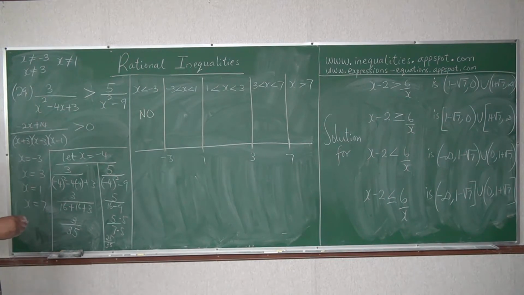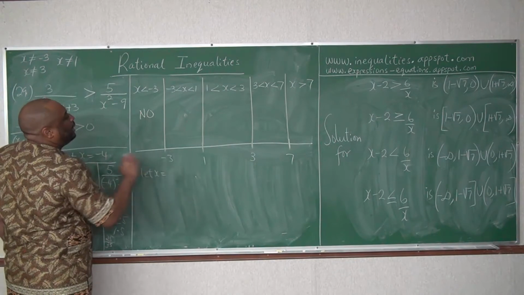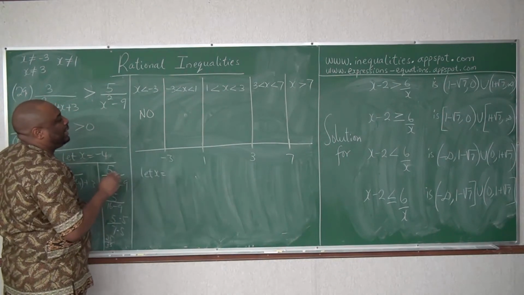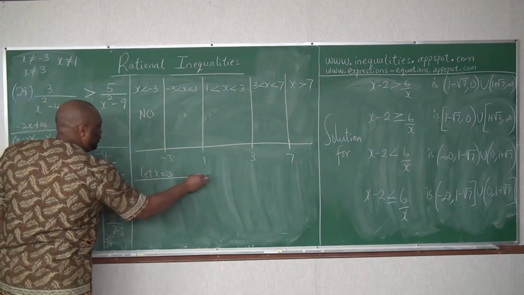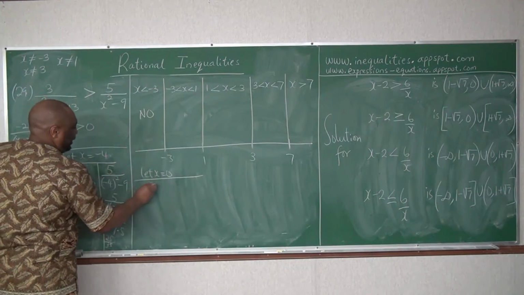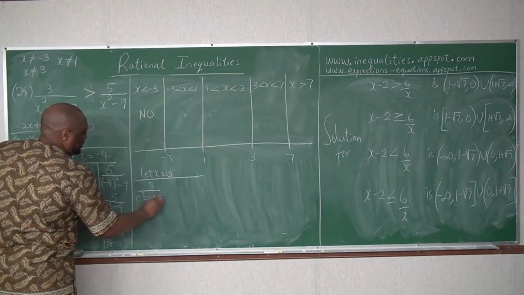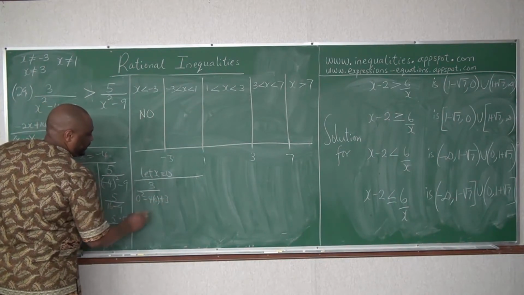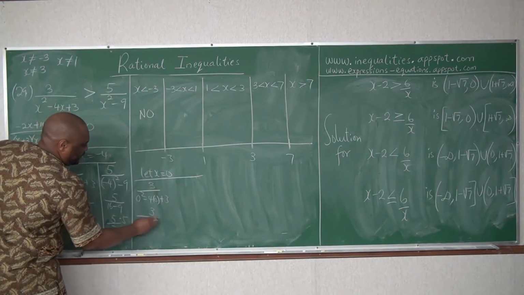Alright, the next one is let x be what? Let x be, what is the easiest one there? 0. 0 is the easiest. Okay, let's do 0. So here this will be 3 over 0 squared minus 4 times 0 plus 3. So this is 3 over 0 minus 0 plus 3.